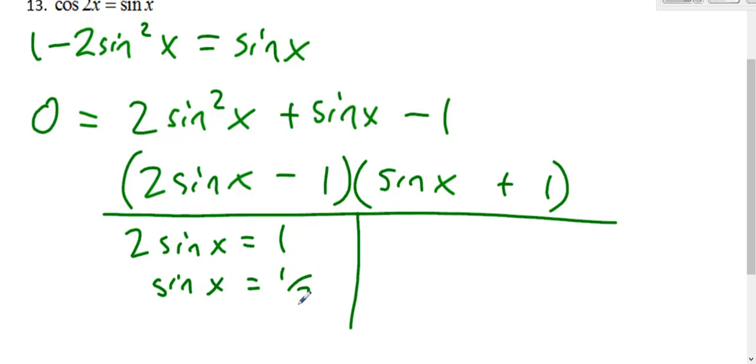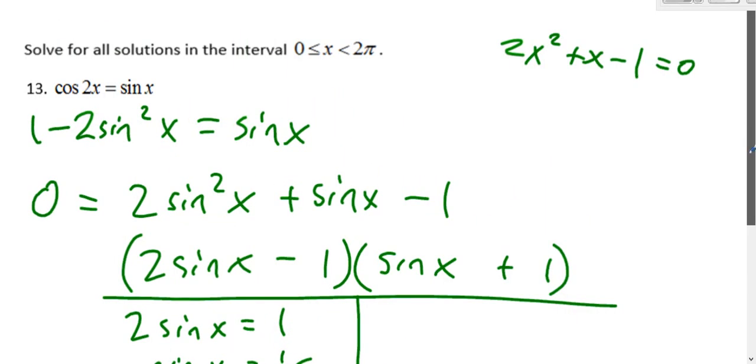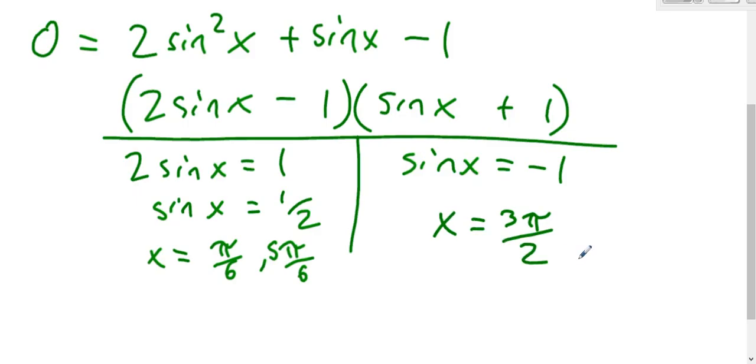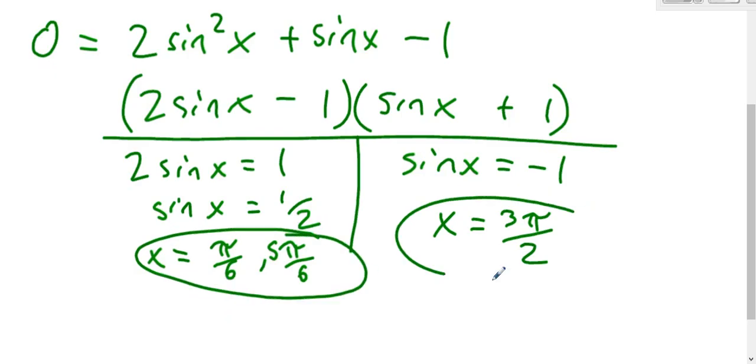Sine x equals 1/2. That happens at pi over 6 in the first and second quadrant. The pi over 6 in the first quadrant and then pi over 6 in the second quadrant would be 5 pi over 6. We're between 0 and 2 pi, so that's all we need to worry about. And sine x plus 1, sine x equals negative 1. That only happens at 3 pi over 2. We have 3 answers. Pi over 6, 5 pi over 6, and 3 pi over 2.